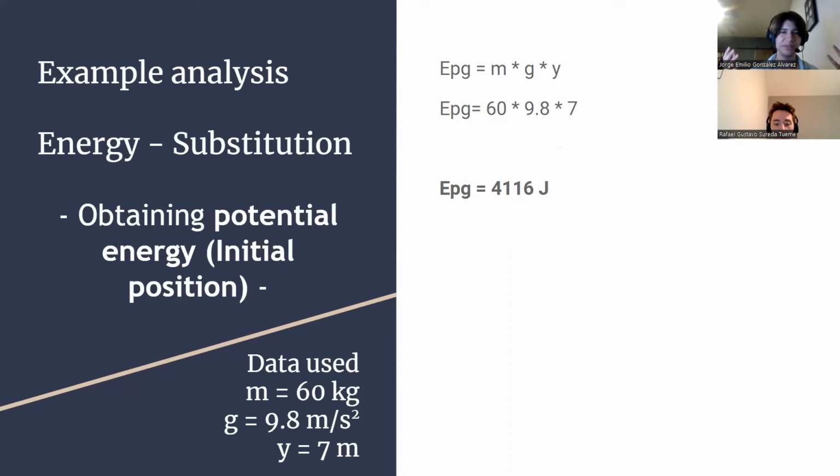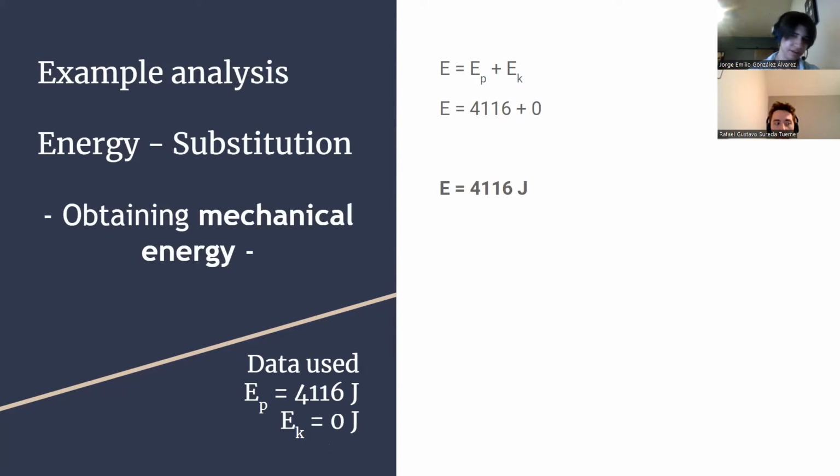So the first thing we have to do in order to find the time that the falling body will be able to be perceived from the first floor is obtaining the potential energy at its initial position, which is obtained by multiplying mass times gravity times the height. All of this data is already given, so we just need to substitute, which gives us a potential energy of 4,116 joules. Now we have to find the mechanical energy, which at its initial position is equal to its potential energy due to the fact that there is no kinetic energy at this point.